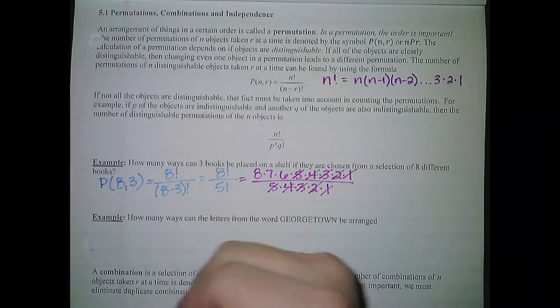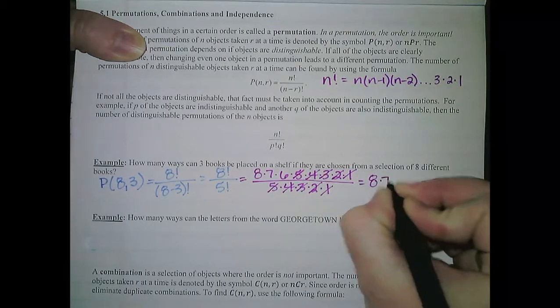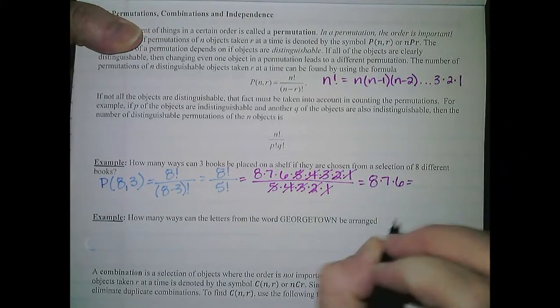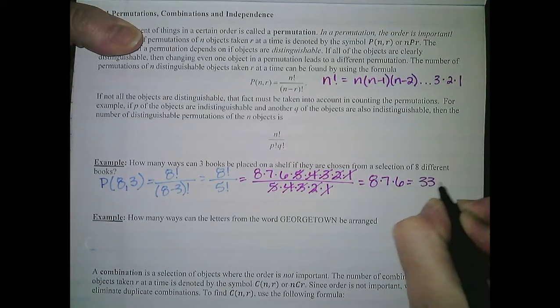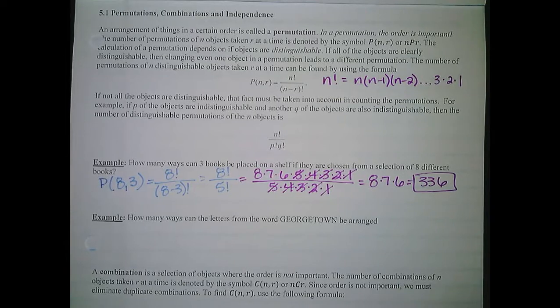So once I simplify that, I see that really all I have is 8 times 7 times 6, which would give me 336. So if we have 8 different books to choose from, there are 336 different arrangements that we could make if we chose any 3 of those books at a time.